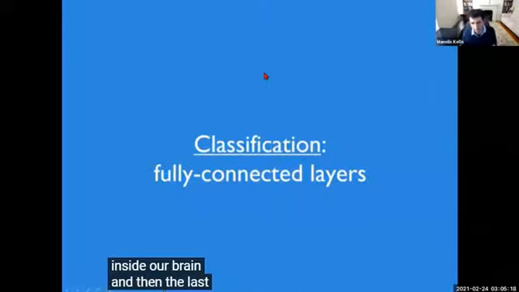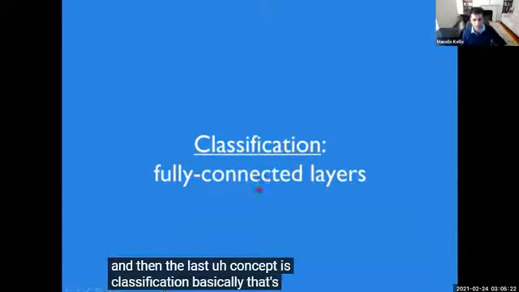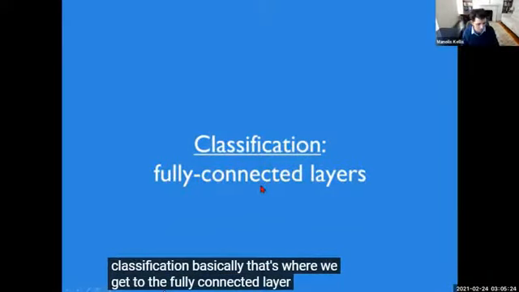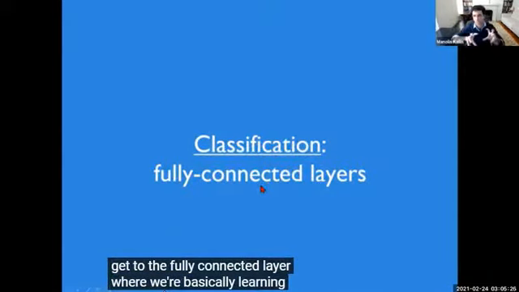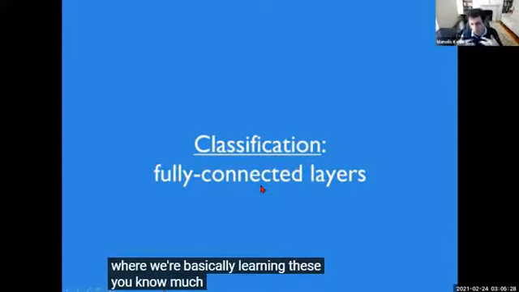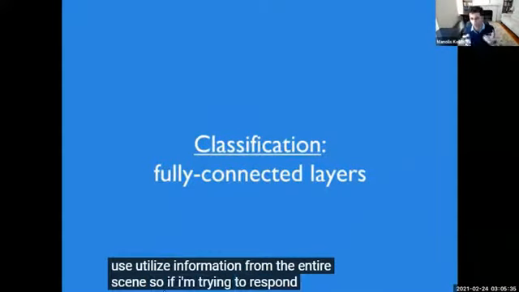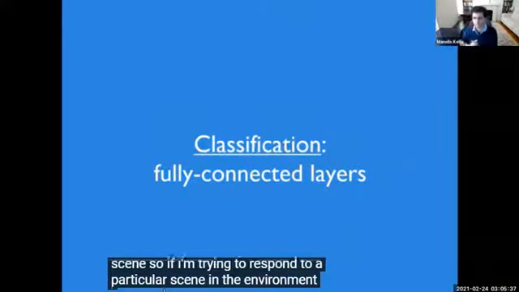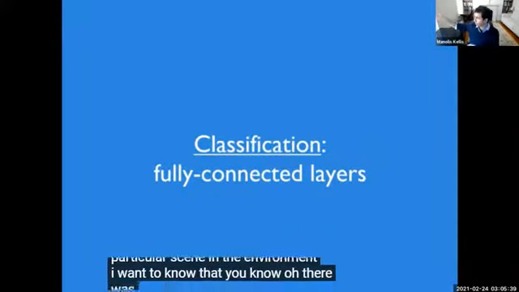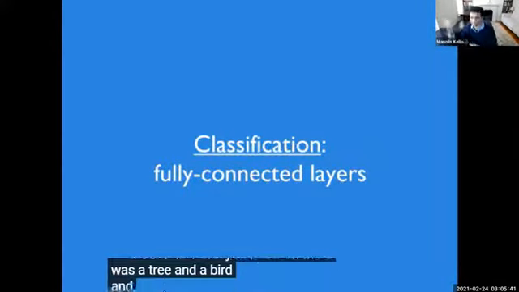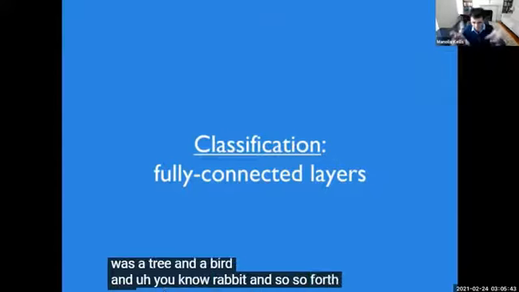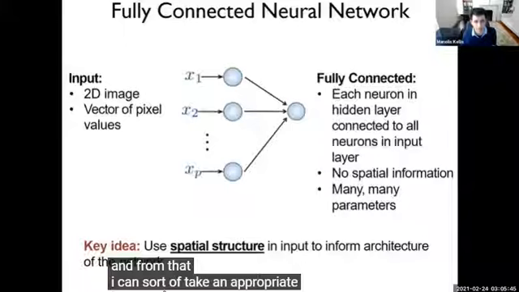And then the last concept is classification. Basically, that's where we get to the fully connected layer, where we're basically learning these much more complex functions that now utilize information from the entire scene. So if I'm trying to respond to a particular scene in the environment, I want to know that, oh, there was a tree and a bird and rabbit and so on and so forth. And from that, I can sort of take an appropriate action.